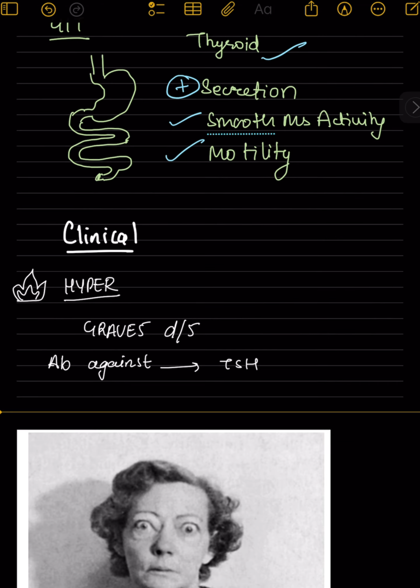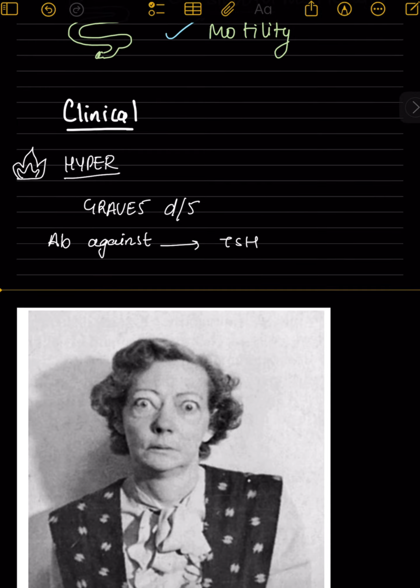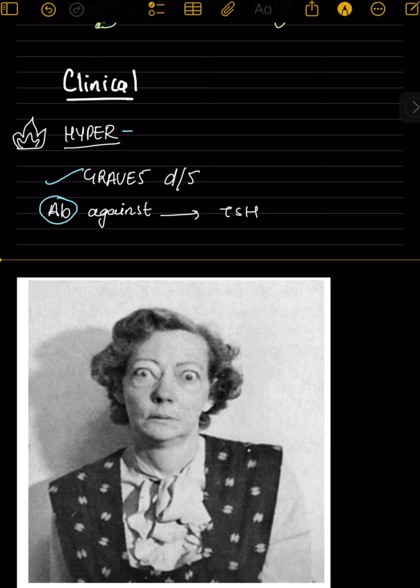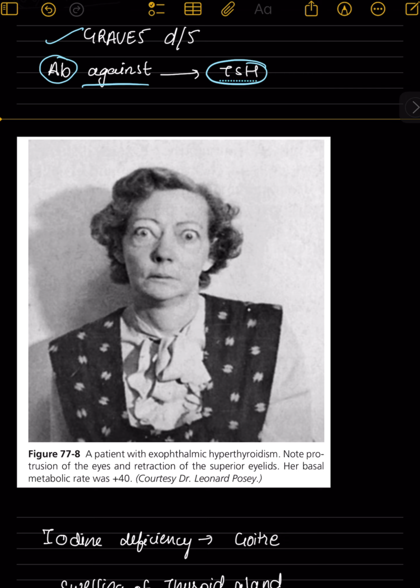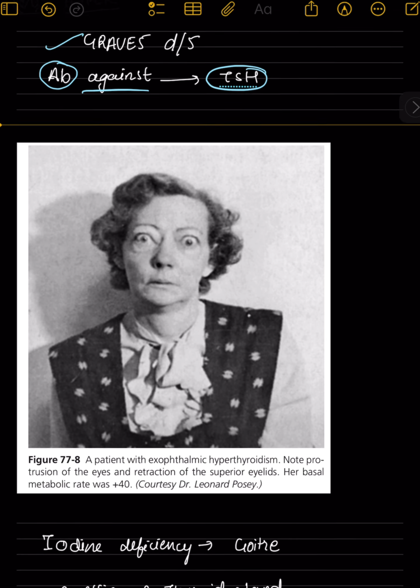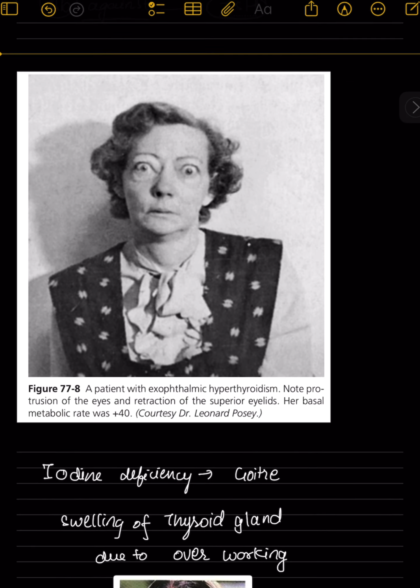Now let's look at the clinical aspects. In hyperthyroidism, it is known as Graves' disease. In it, antibodies are produced against the thyroid stimulating hormone. As you can see in this picture, a patient with exophthalmic goiter, exophthalmic hyperthyroidism as well as goiter. There is bulging of the eyes and retraction of the superior eyelids. Her basal metabolic rate was plus 40.